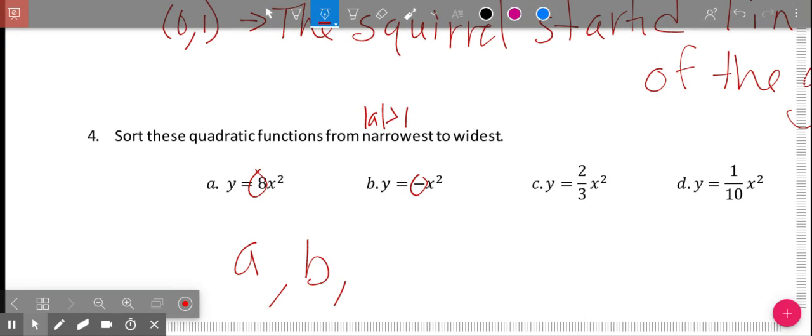Now, when we're talking about the widest, we want a values where the absolute value is less than 1. So we want fractions and decimals for those. Okay, so the larger fraction of the two is the 2/3. So it's going to be c. And then the smallest fraction is going to be d. That means it's the widest because it's the smallest fraction. I didn't mean for those to go in order, but that's just nice how that happens sometimes. All right, if you have any questions about this stuff, let me know. If not, you can move on to your homework.